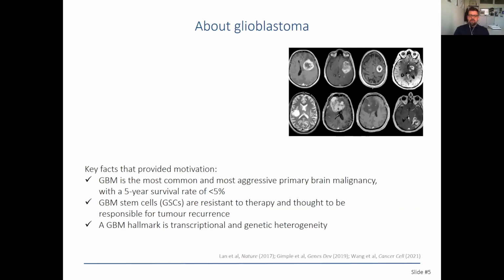So for this study, we will be almost exclusively using stem cells derived from the tumors, the primary tumors of patients. These are known to be the most resistant compartment of the tumor to therapy, and also the initiators of tumor recurrence. And what is known to me, for example, as a non-cancer biologist, the sort of hallmark of glioblastoma has always been its incredible transcriptional and genetic heterogeneity.